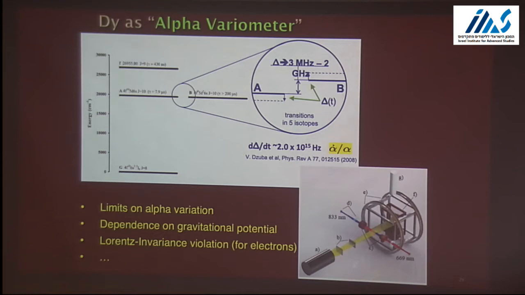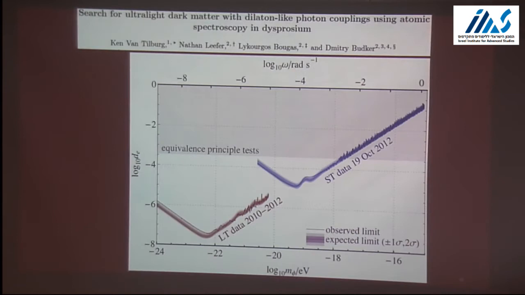So what Nathan Leefer said is that Asimina Arvanitaki and company are predicting not just a monotonic drift of alpha, but an effective oscillation of alpha. Let's go back to our data and see what we can do with it. And in fact, we did this.